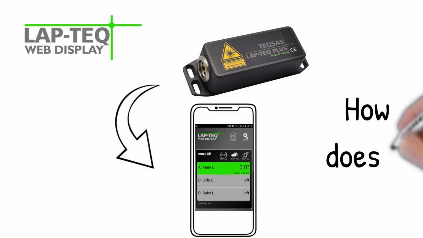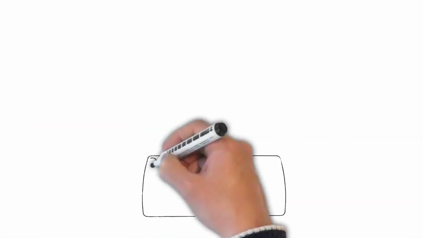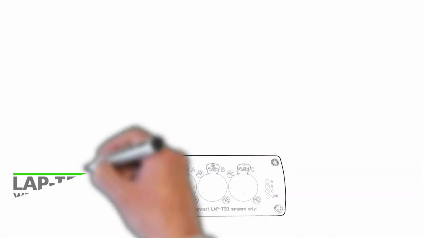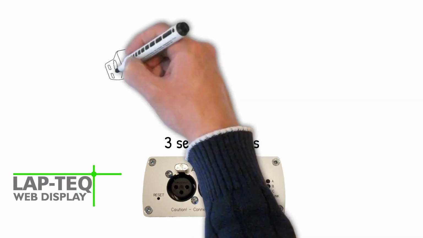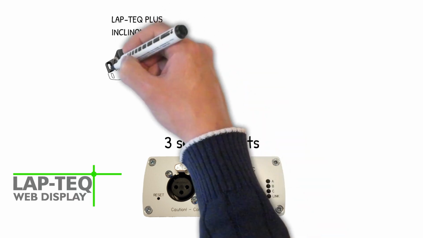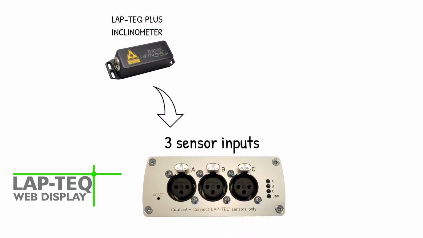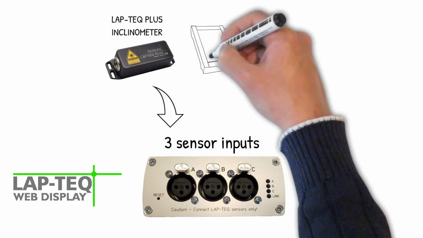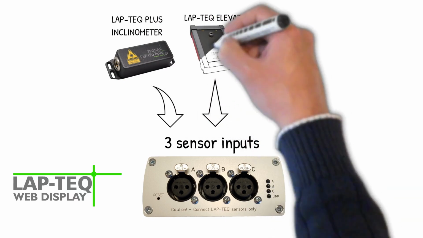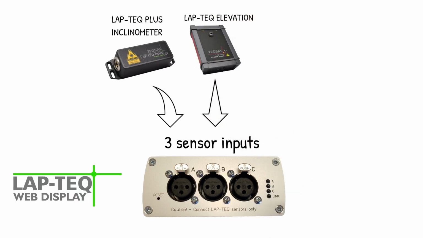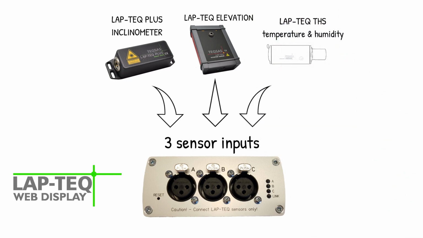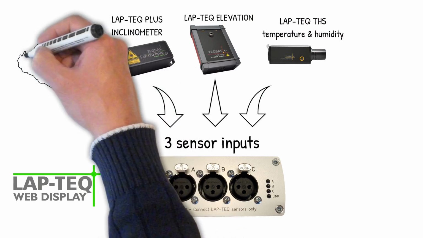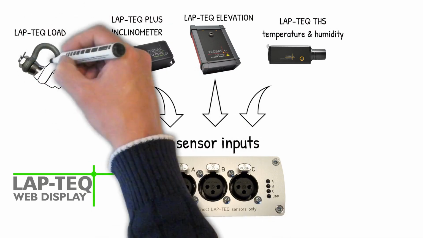Okay, how does it work? LAP-TEQ Webdisplay is a little device. It has 3 XLR inputs for LAP-TEQ sensors. LAP-TEQ sensors can be the LAP-TEQ Plus inclinometer sensor with green crosshair laser, or you can use LAP-TEQ elevation for measuring loudspeaker trim height, or you can use LAP-TEQ THS for gathering atmospheric data like temperature and humidity. Also, it is possible to connect LAP-TEQ load for measuring loudspeaker weights or motor loads.